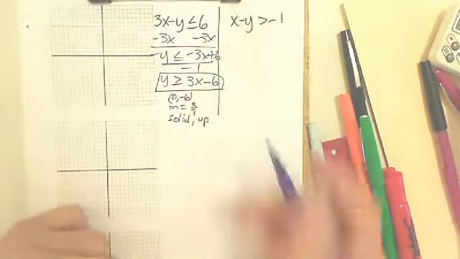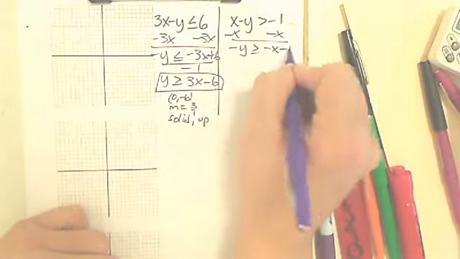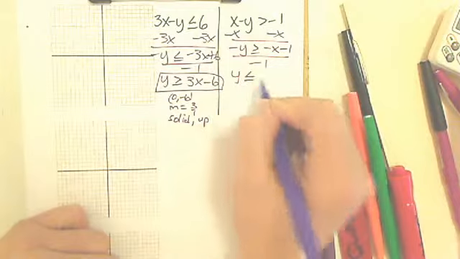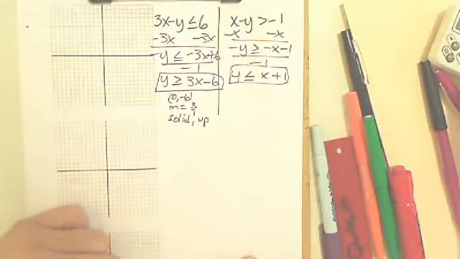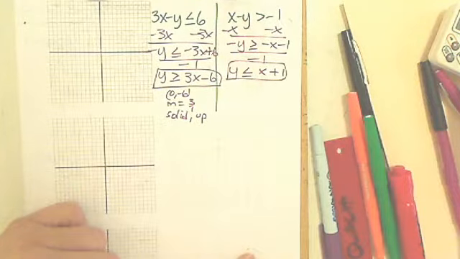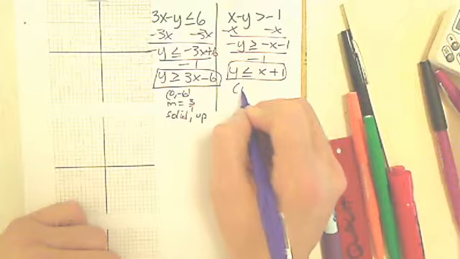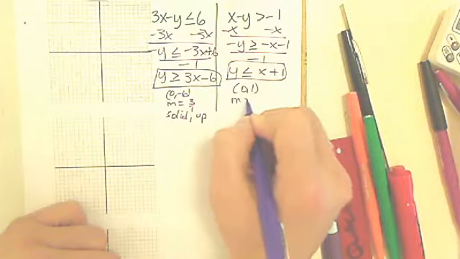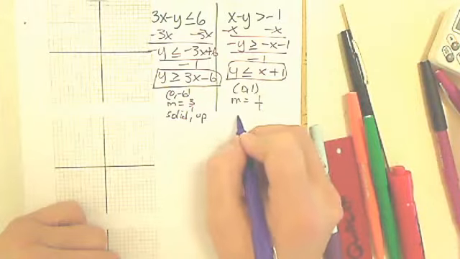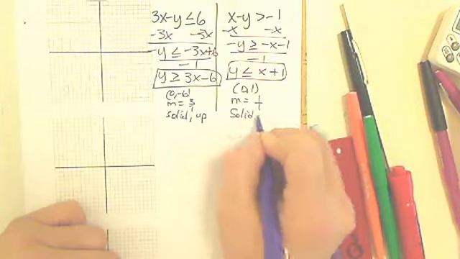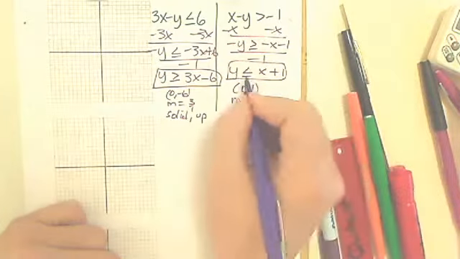Excellent. The second one, I'm going to be subtracting x on both sides. Divide by negative 1. The sign will flip backwards. X becomes positive 1. Toby Lynn, point please. Slope please. 1 over 1. Line please. Wrong. It's solid. Up or down? Down. It's solid because it's or equal to.